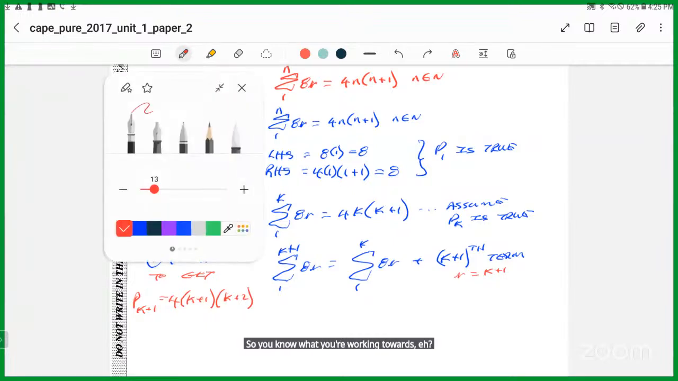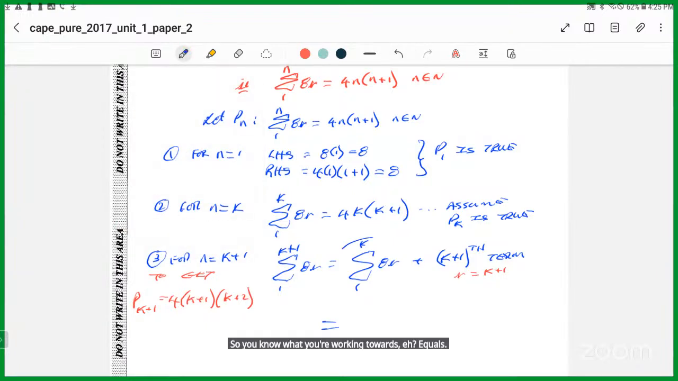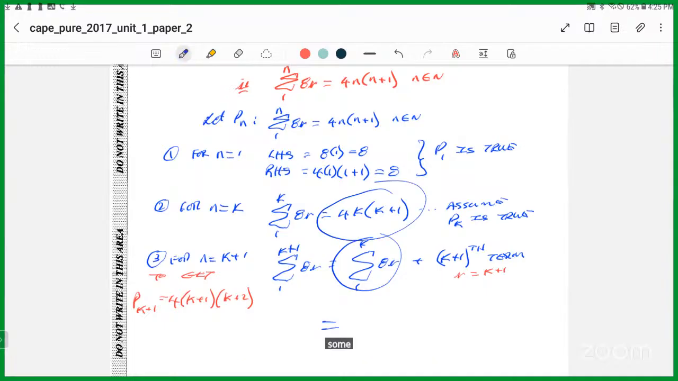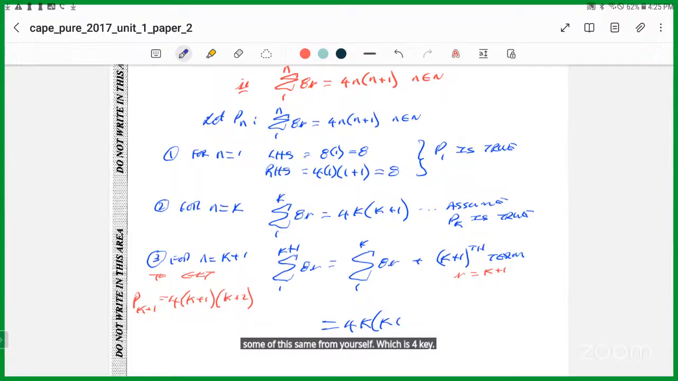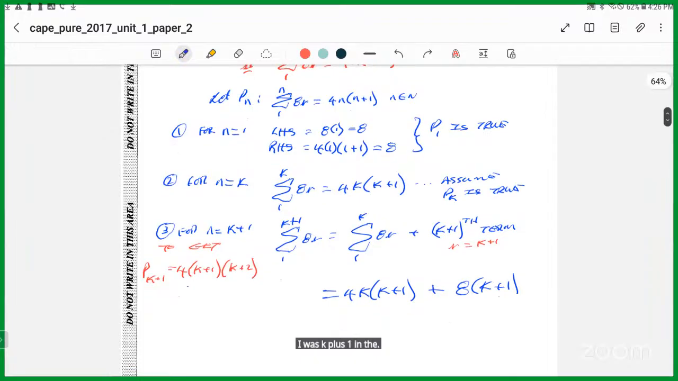So back to it now. Equals the sum of this, which is the same from here, 4k into k plus 1, plus the k plus 1 term. We're going to change this into 8 times k plus 1. Remember, this was r equals k plus 1 in that. And now we're supposed to end up with this. So the first thing we need is the 4 times k plus 1 part of this.